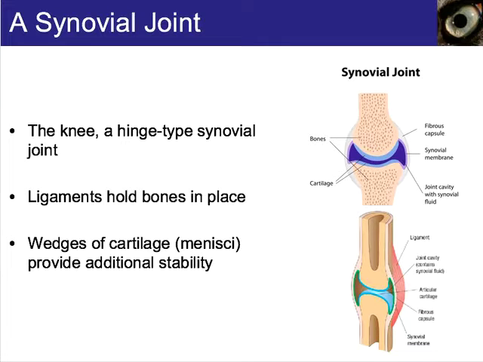So again, here's an example of the knee. It's a hinge type, right? You can move your leg back and forth from your knee. The ligaments hold the bones in place, and wedges of cartilage called menisci provide additional stability. So if someone's playing soccer or football and they hurt themselves, they might have torn a meniscus, which is the wedge of cartilage that provides stability for the knee, or they could have hurt one of their ligaments, which holds the knee joint together.